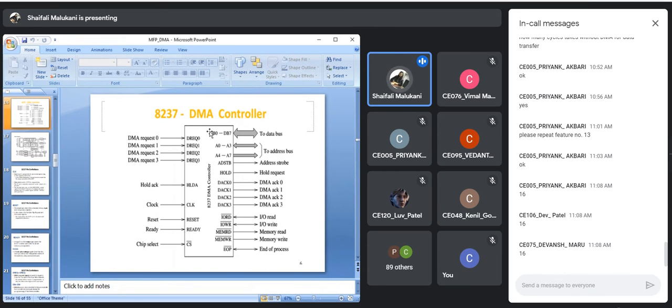This data line is also connected with the data line of 8086, as well as latched with the A15 to A8 lines of 8086, right? Because you know that data bus and address bus can be latched, so they can serve as multiplexed lines. You just need to demultiplex them, and that demultiplexing line is this address strobe.